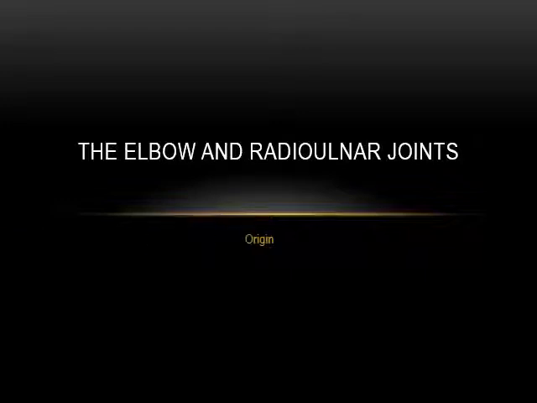So again, here we're going to go over origin, insertion, and action. The elbow and radioulnar joint, I definitely think, is a much simpler body region than the shoulder. The shoulder has a lot going on, there's more motions. But certainly make sure you take your time, particularly with the individual origin and insertions.